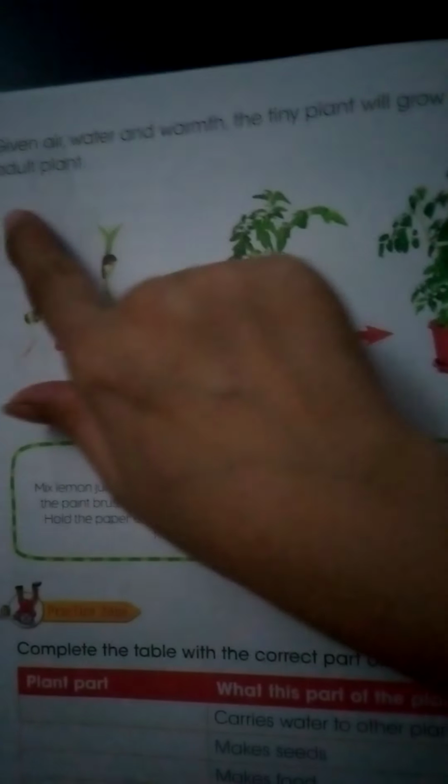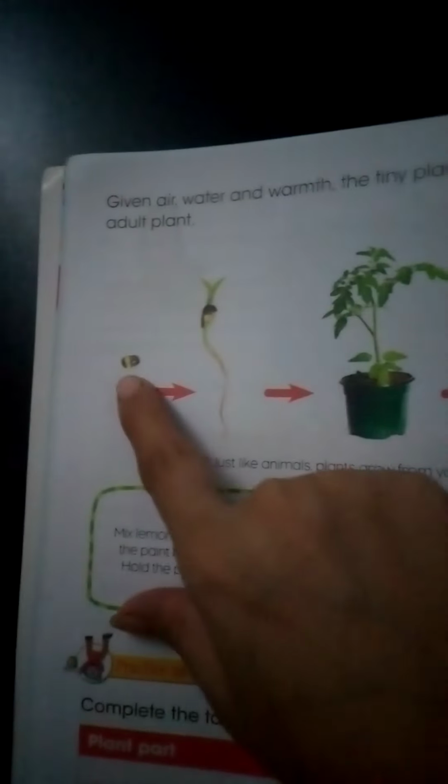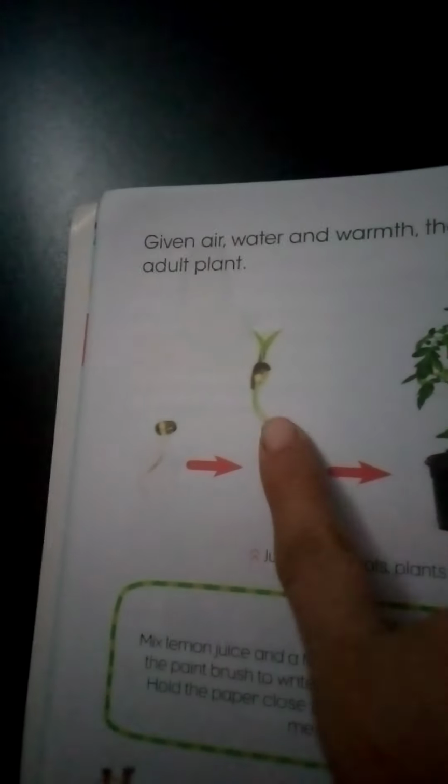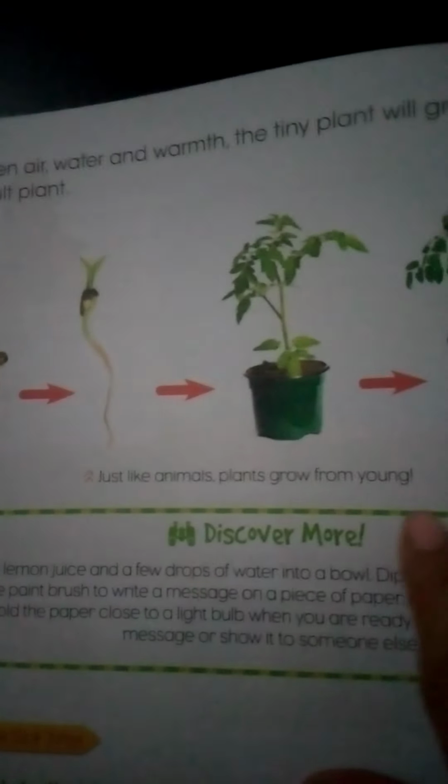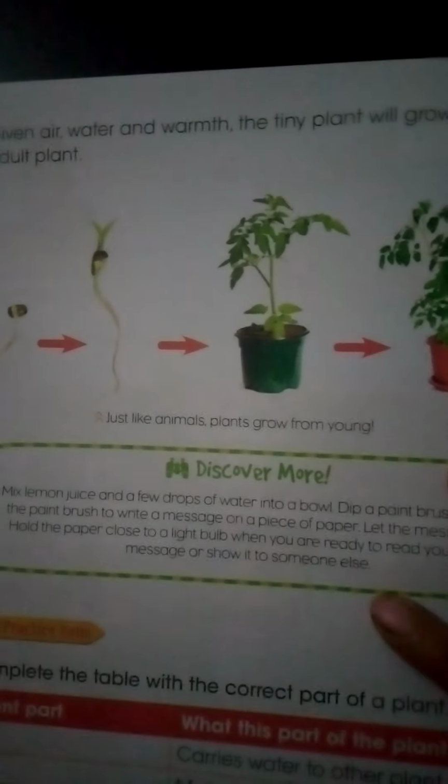Given air, water, and warmth, the tiny plant will grow into an adult plant. See, the seed comes in this stage, then a small plant, and then the other plant. This is the life cycle of a plant. Just like animals, plants grow from young. See, a small plant, then it comes to this stage, then this stage, and this becomes a big plant. Like humans as well.